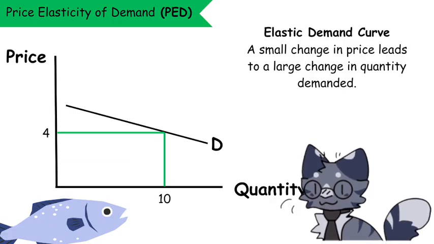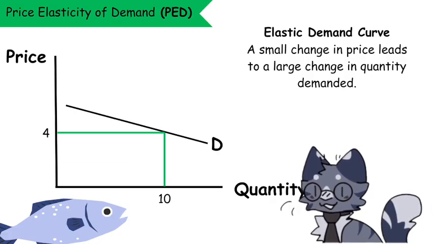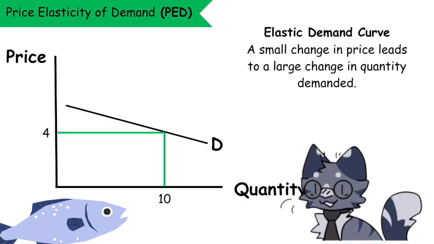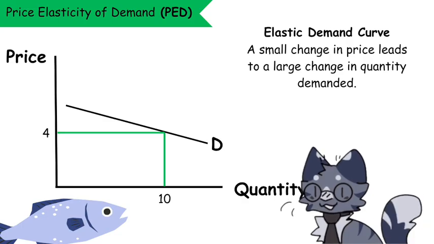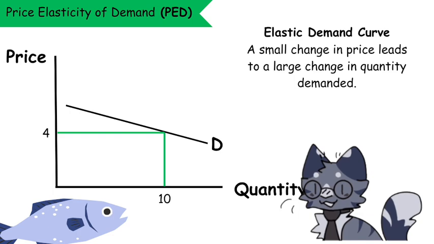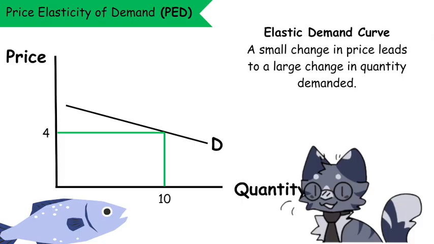Now the next graph is an elastic graph, so how would you tell at a glance? Well, it has a very gentle slope and it's not as steep as the inelastic curve. And if you think about the letter E, it's kind of flat. So if you see a somewhat flat, gentle slope curve, it's most likely elastic. So for now, the graph is at $4 and it has a quantity demanded of 10 units. So what happens if we change the price?